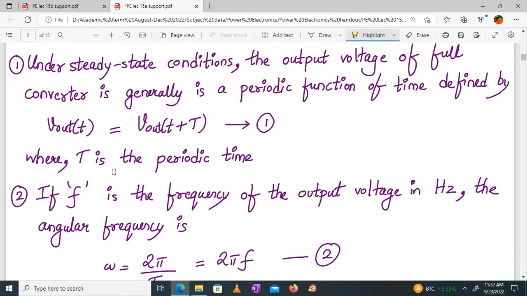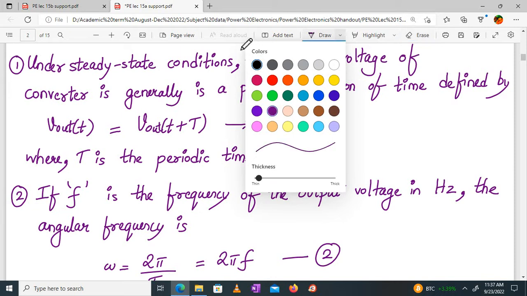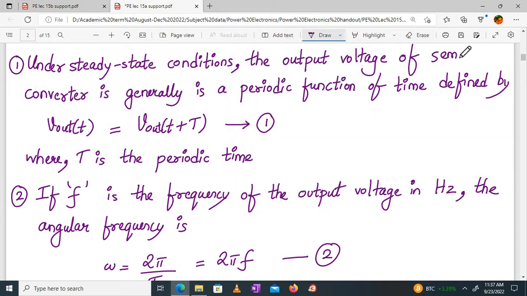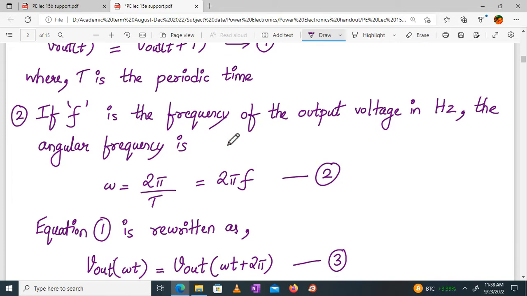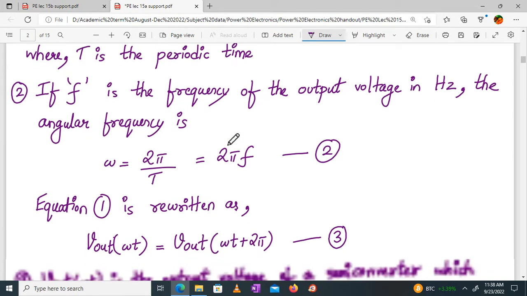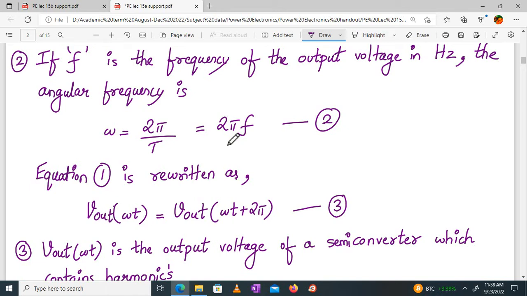Under steady state condition, the output voltage of a semi converter is generally a periodic function of time. Yes, it is a periodic function of time, right? What do you mean by periodic? The one which repeats itself after a period of T. Same nature, right? So V out of t is equal to V out of t plus capital T, where capital T is the period. Now, if I consider f as the frequency in hertz, then the angular frequency will be 2 pi by T, or 2 pi f. Omega is equal to 2 pi f, you all know.